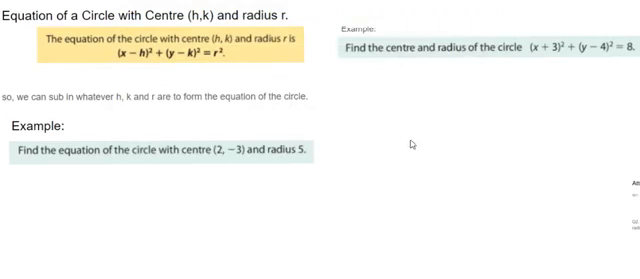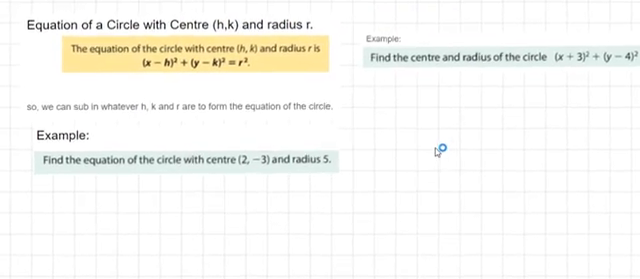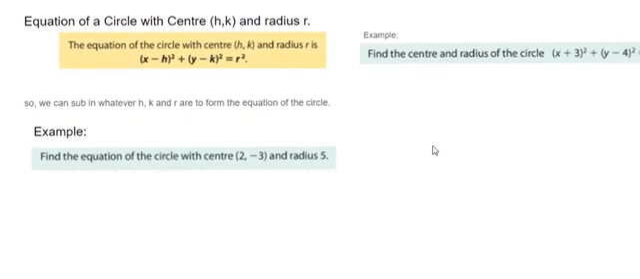So, the equation of a circle with center h, k and radius r. The equation of the circle with center h, k and radius r is x minus h squared plus y minus k squared equals r squared. So we can sub in whatever h, k and r are to form the equation of the circle. Try and just get it into your head that in circles, h, k is always the center.